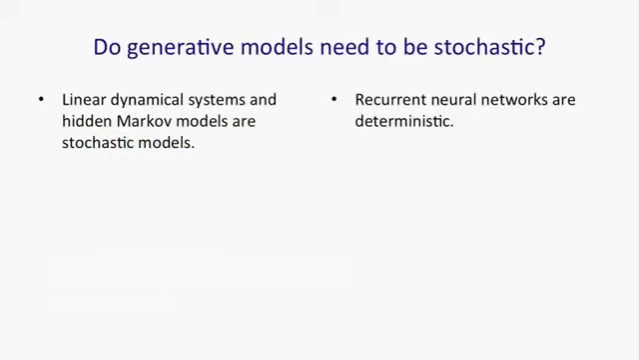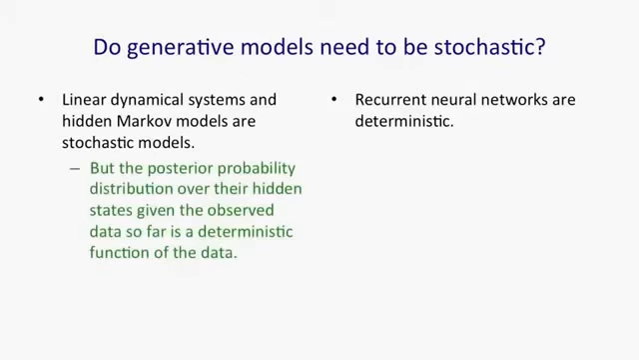So linear dynamical systems and hidden Markov models are both stochastic models. That is, the dynamics and the production of observations from the underlying state both involve intrinsic noise. And the question is, do models need to be like that? Well, one thing to notice is that the posterior probability distribution over hidden states in either a linear dynamical system or a hidden Markov model is a deterministic function of the data you've seen so far. That is, the inference algorithm for these systems ends up with a probability distribution, and that probability distribution is just a bunch of numbers, and those numbers are a deterministic function of the data so far.